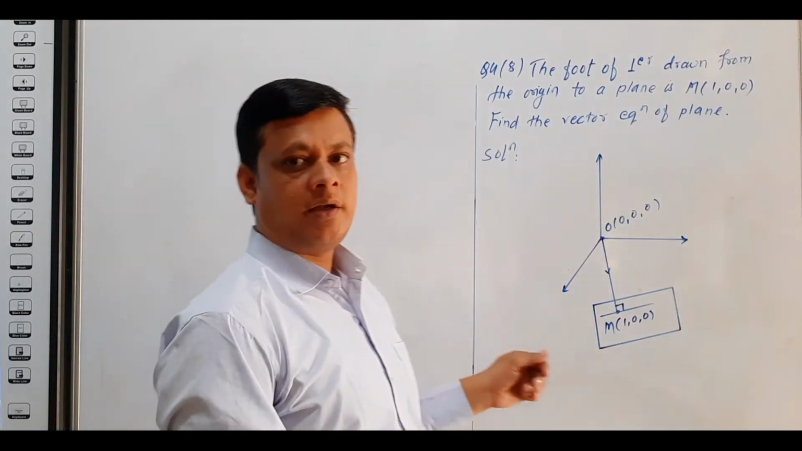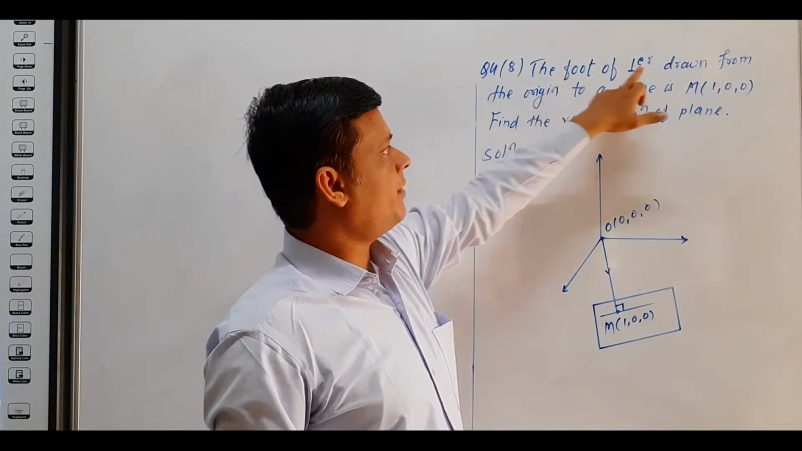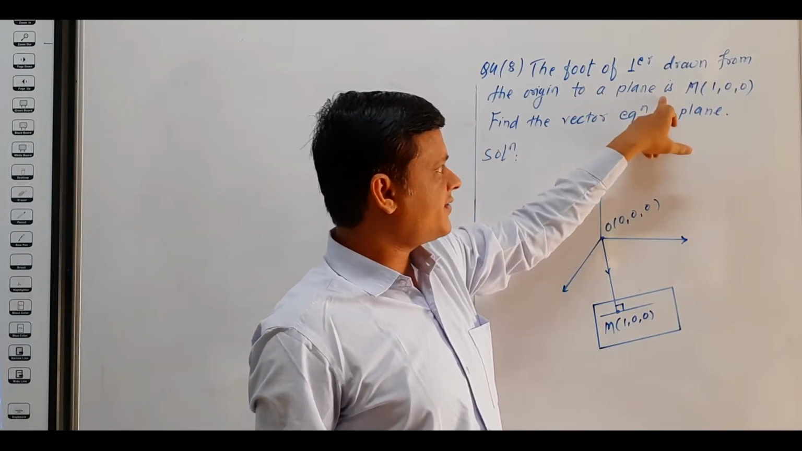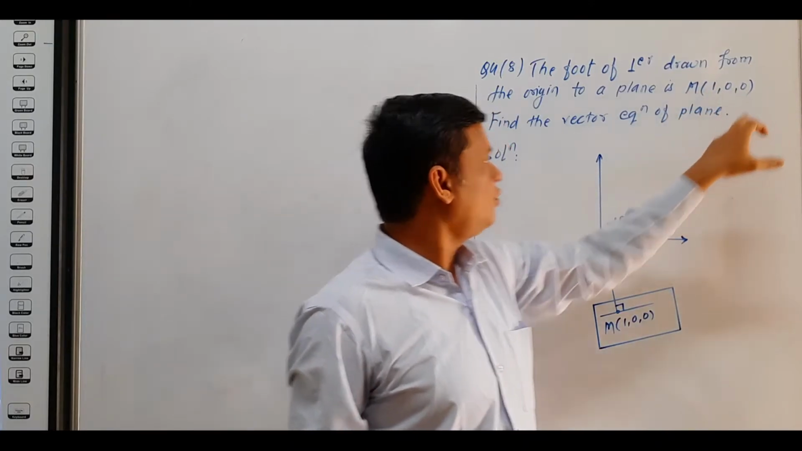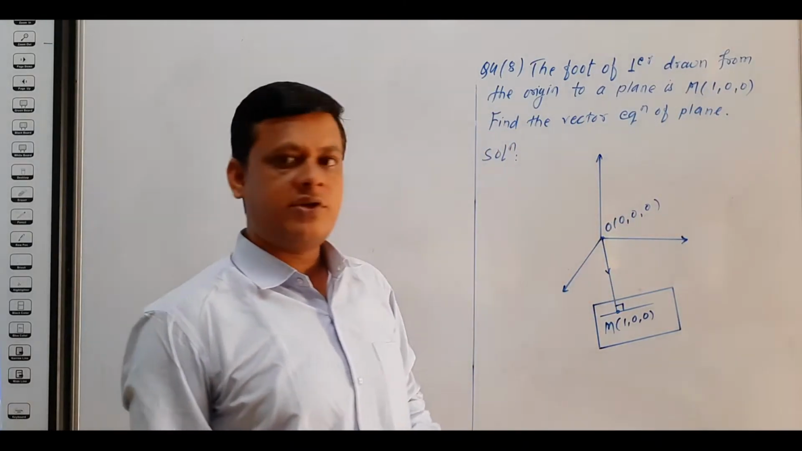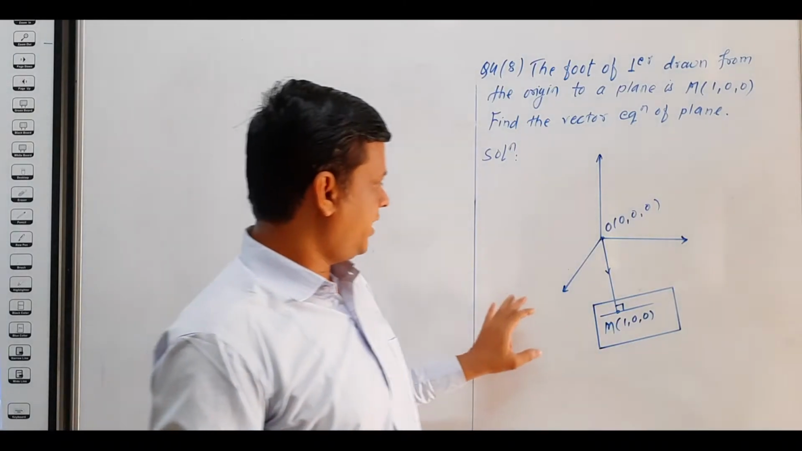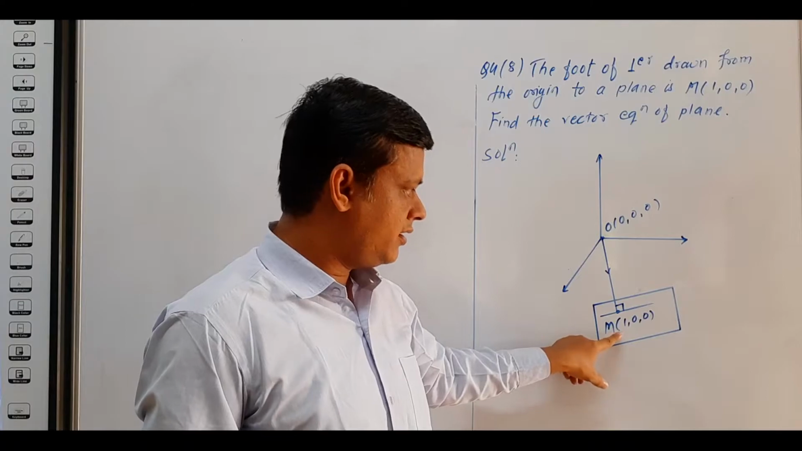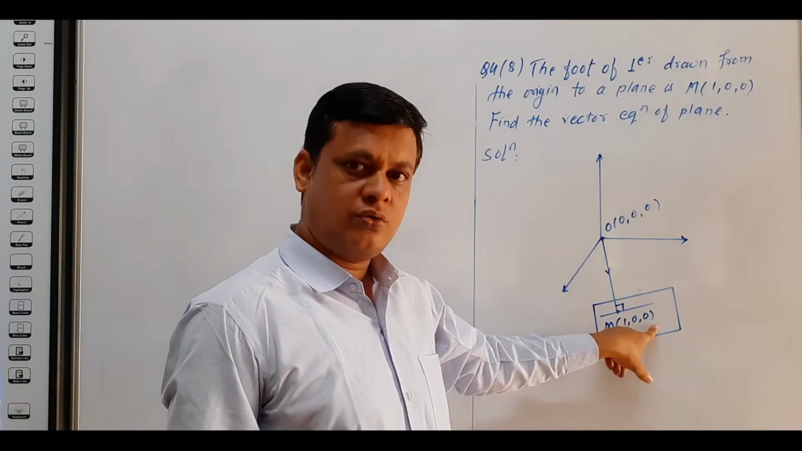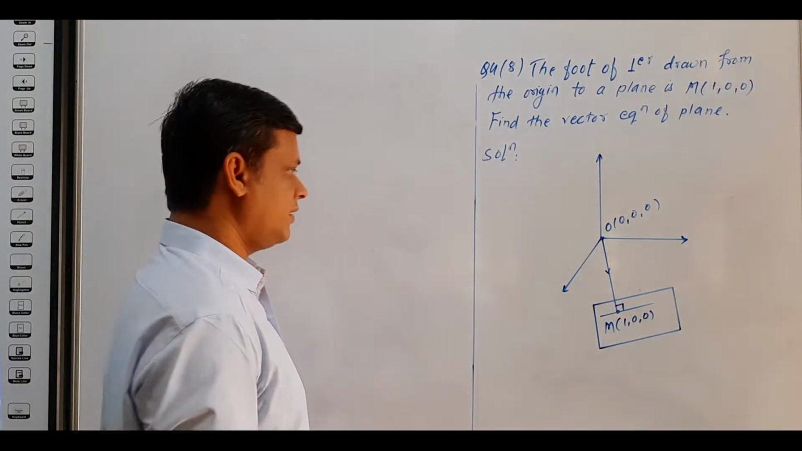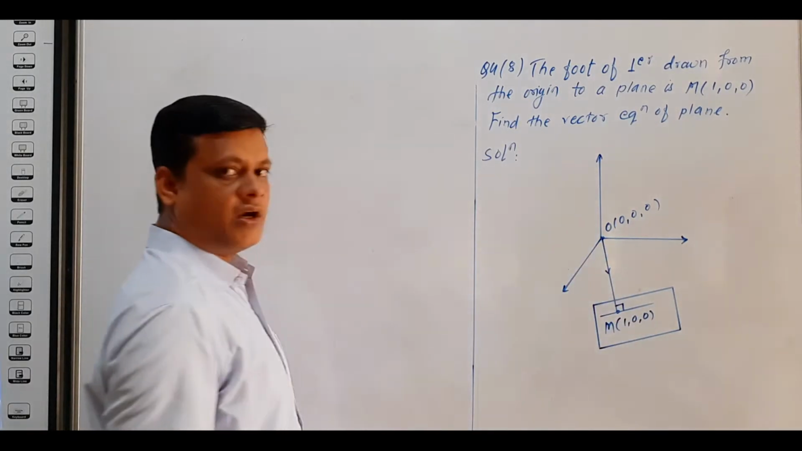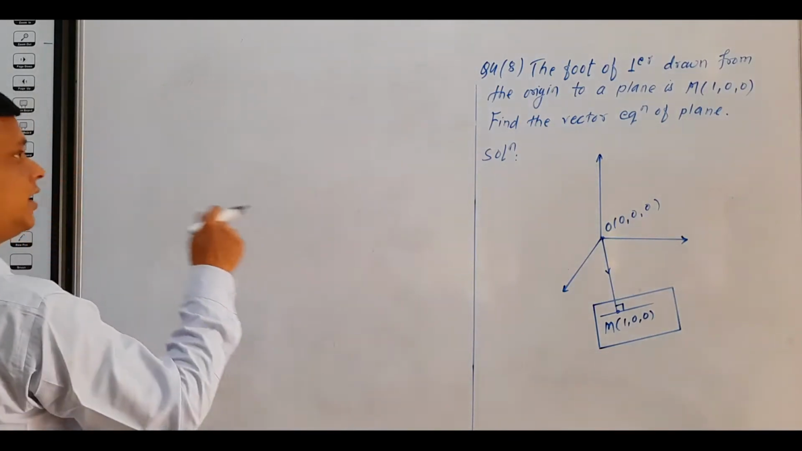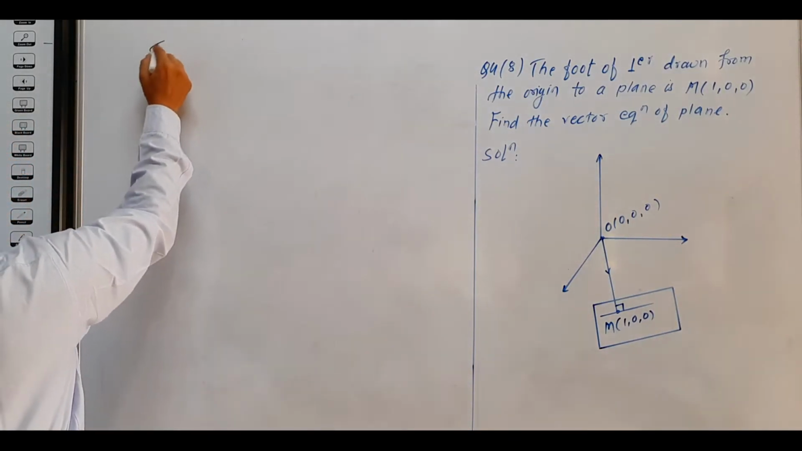See question number 8. The foot of perpendicular drawn from the origin to a plane is M(1, 0, 0). Find the vector equation of the plane. So here we have to find the equation of the plane passing through the point M(1, 0, 0). The normal vector is not given, so we have to find the normal vector.